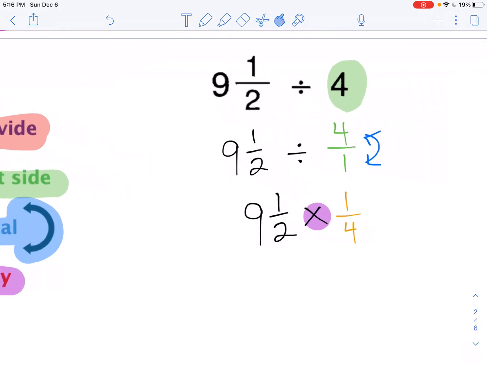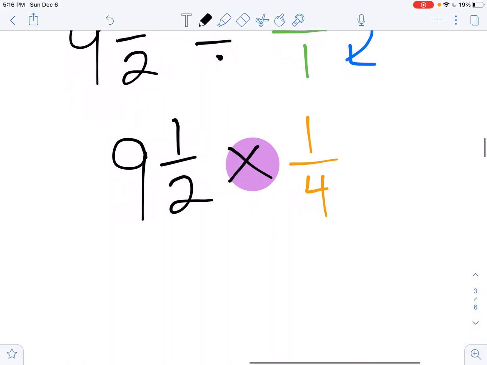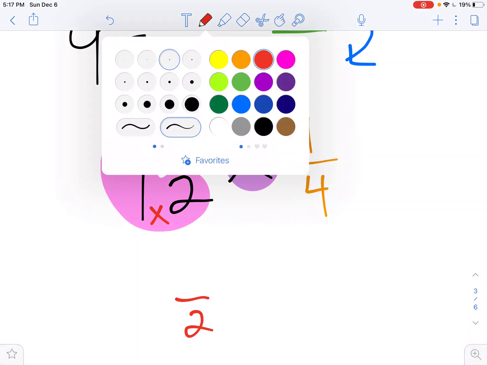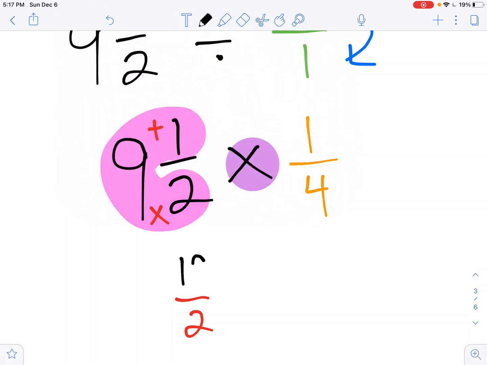So now I need to go back to 9 1/2 and make it improper. So I'm going to put in the times, I'm going to put in the plus, and immediately I'm going to say the denominator doesn't change. Now if I work my way around, 2 times 9 is 18, plus 1 is 19. So that's 19 halves times 1/4.